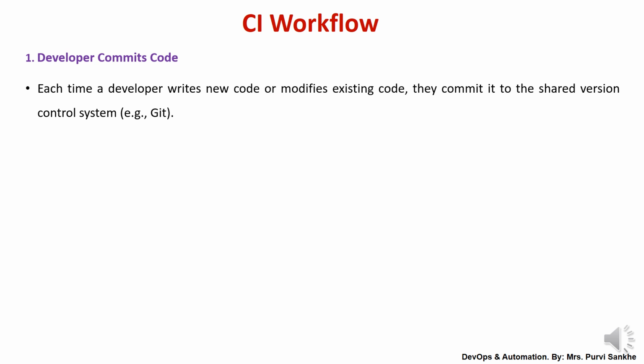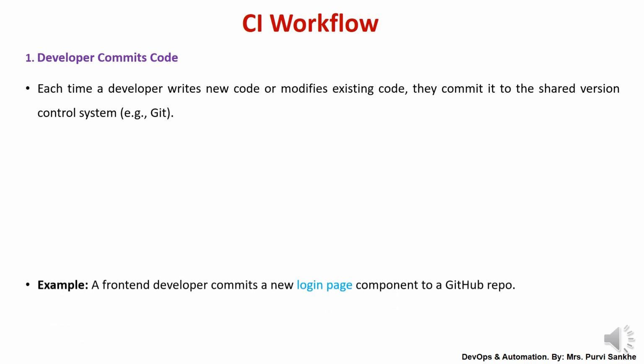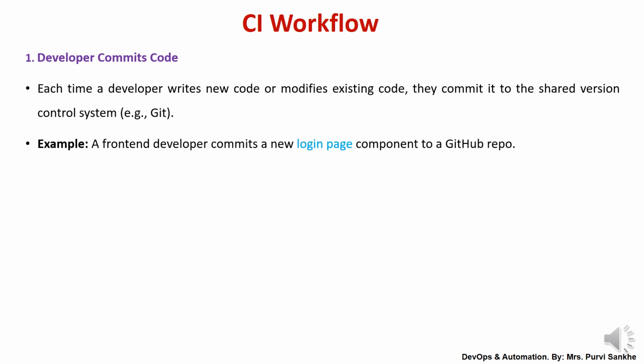The CI workflow starts with the developer committing code. So each time a developer writes new code or modifies existing code, they commit it to the shared version control system. For example, Git. We have taken it as Git. For example, a front-end developer commits a new login page component to a GitHub repository.